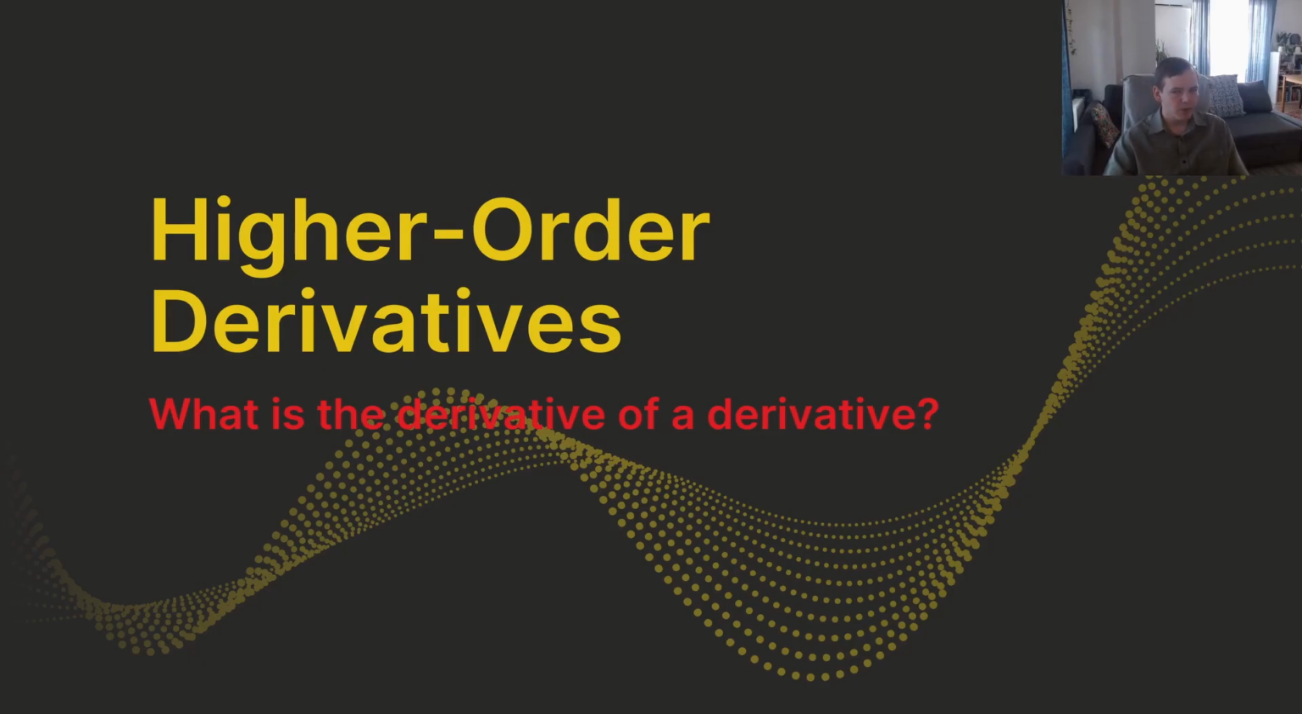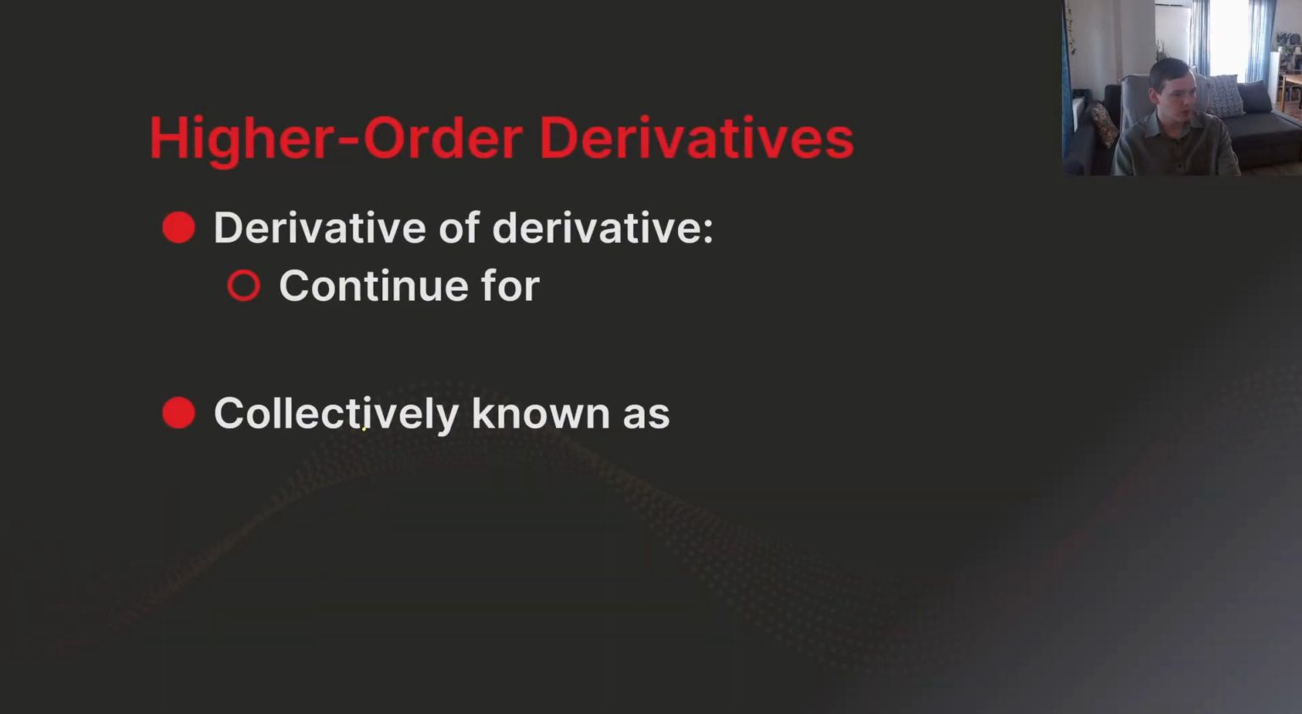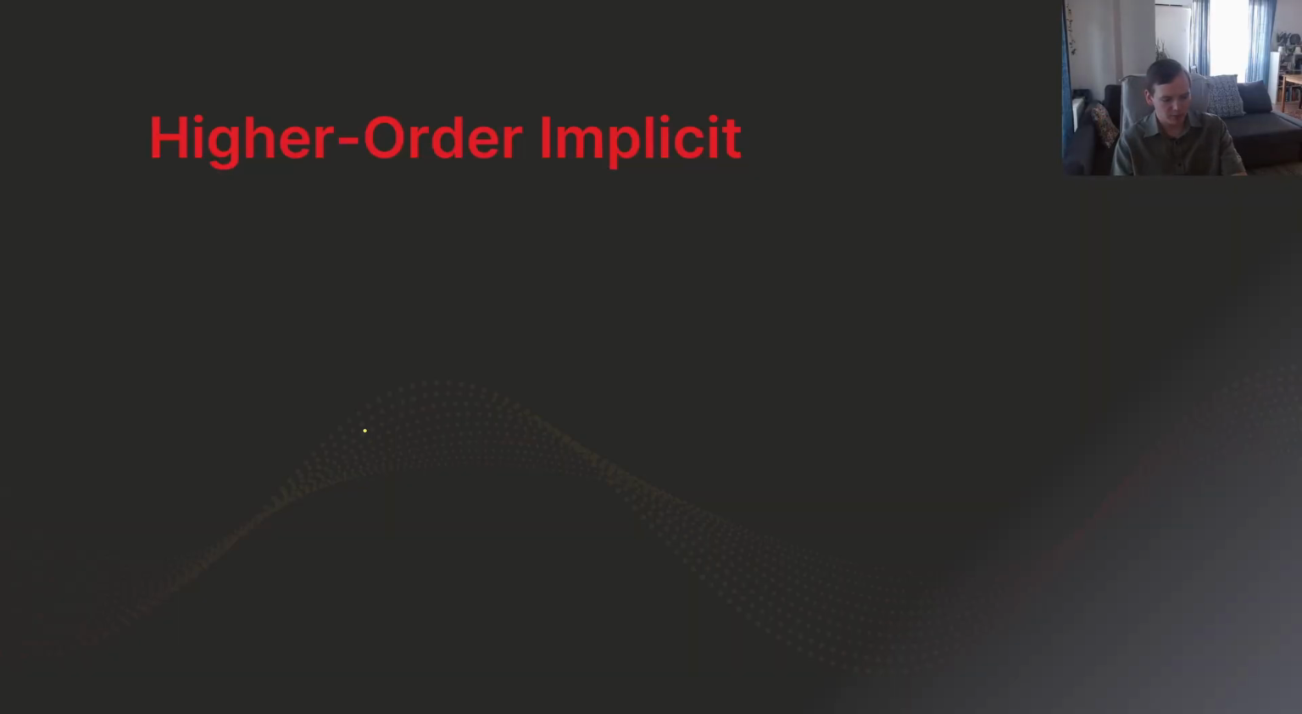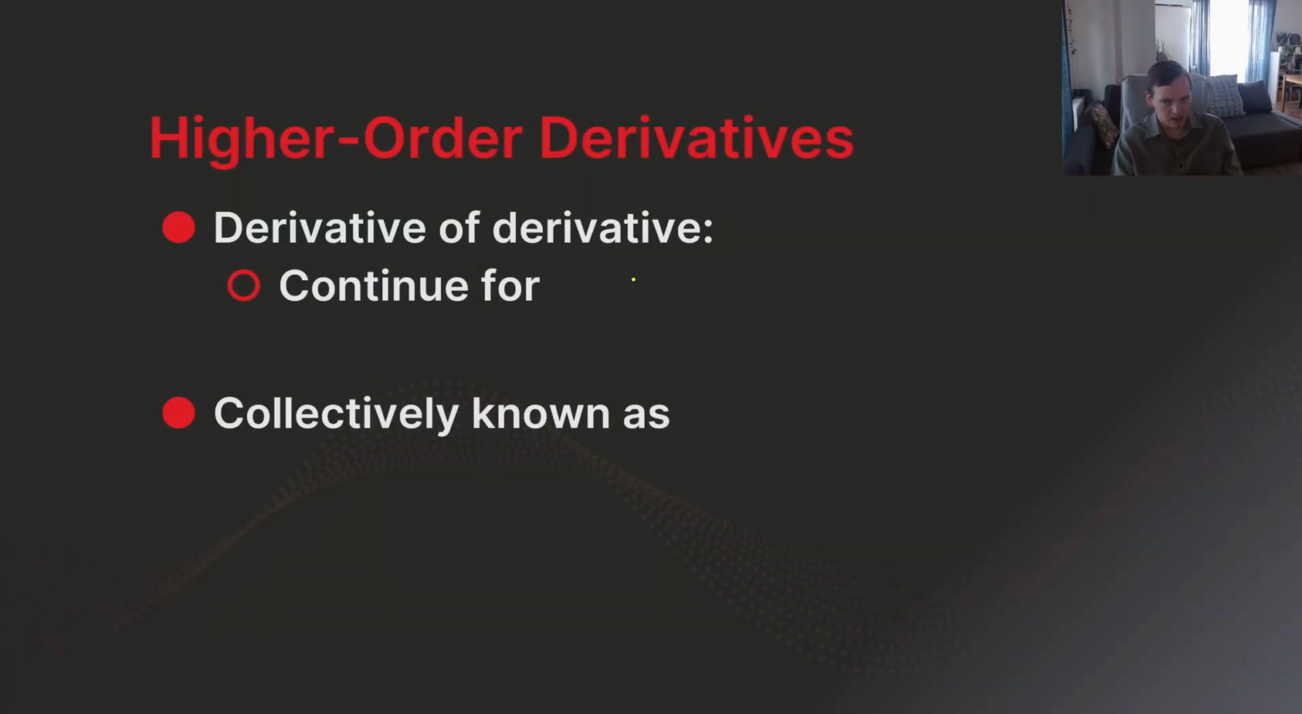Let's talk about higher order derivatives. So what this is basically is the derivative of a derivative. So what happens when we do that? I want to make sure I'm pulled up so that I can know what space I'm working with.